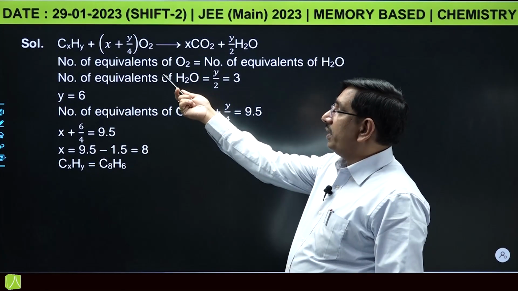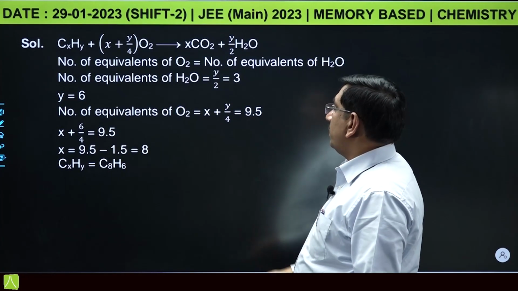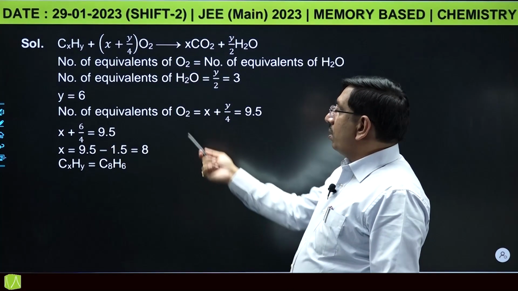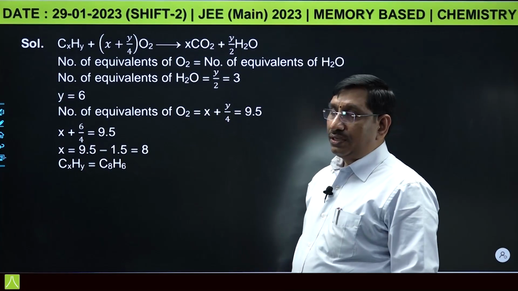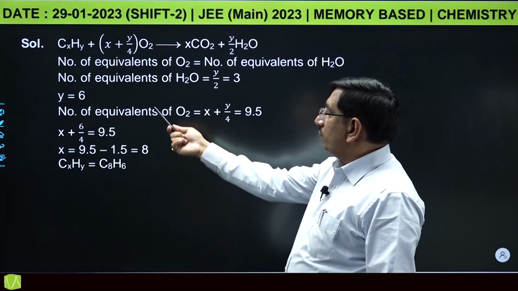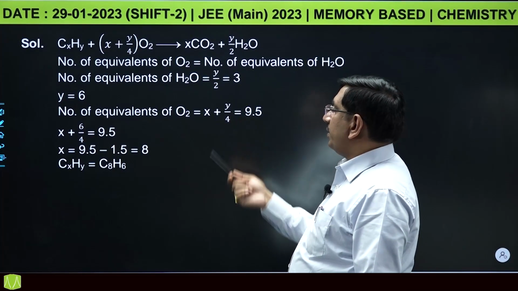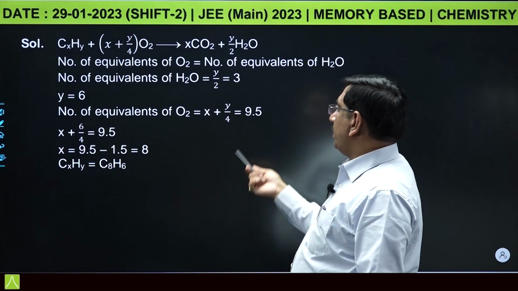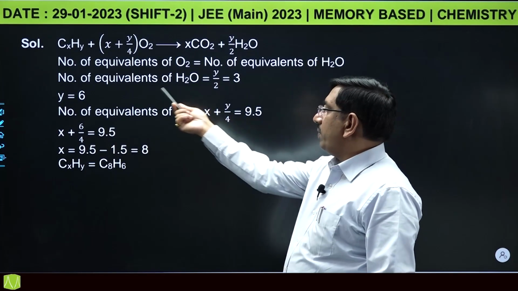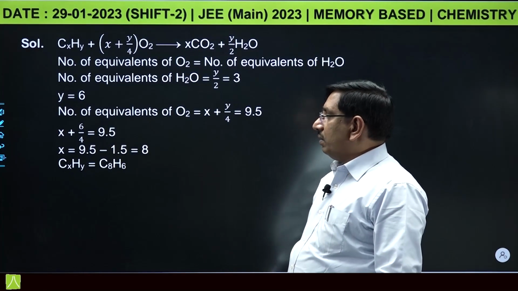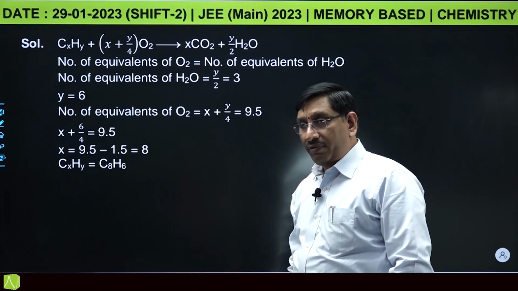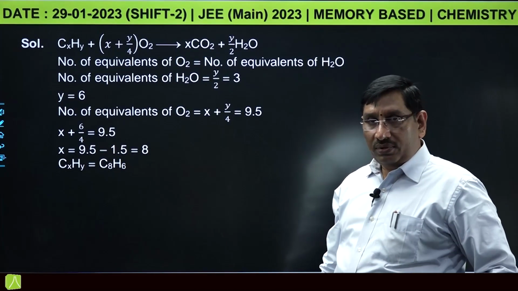Here, the number of equivalents of O2 will be equal to the number of equivalents of H2O. Now, the number of equivalents of H2O is given as 3. So, the y value is equal to 6, and the number of equivalents of oxygen is x plus y by 4, equal to 9.5. If you put the y value here, you will get the x value as 8. So, CxHy will be C8H6.